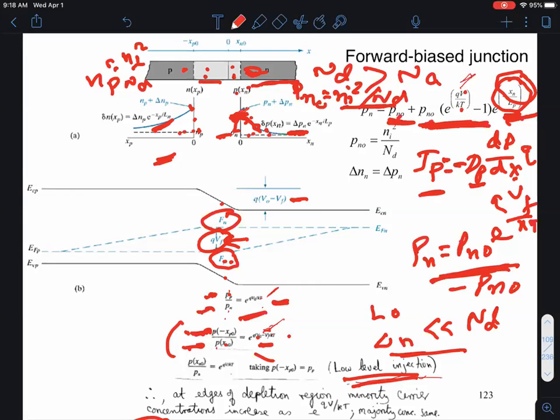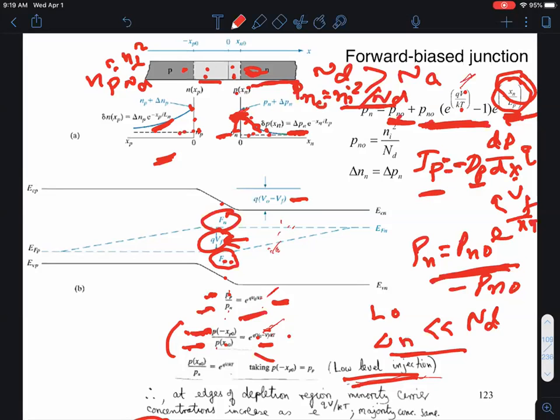Low-level meaning that the change of the majority carrier concentration on a fractional basis is negligible. The absolute change, delta n, is always equal to delta p, where you have space charge neutrality, but you can ignore the fractional change of the majority carriers. And that's kind of shown in this change of these quasi-Fermi levels in these dotted lines, okay?